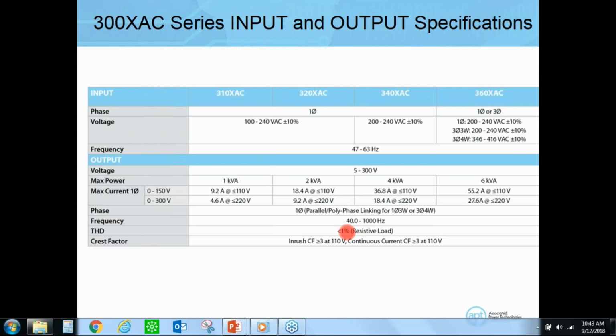We mentioned THD, less than 1% is ideal. This one's usually listed for resistive load. And we mentioned crest factor. So initial crest factor, we allow up to more than 3, and continuous crest factor, again, more than 3 at 110 volts. Now, these are listed to make sure that the power delivered to your product is able to handle any non-ideal load, which may skew the sine wave up or down.